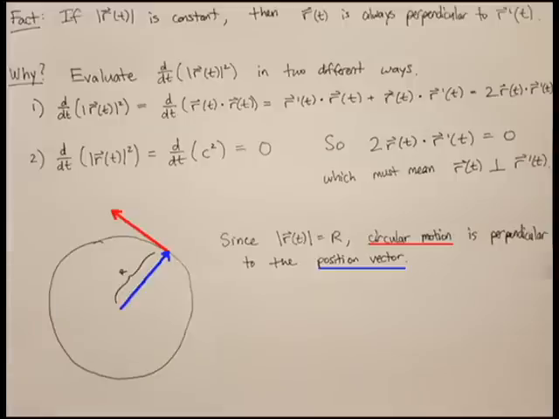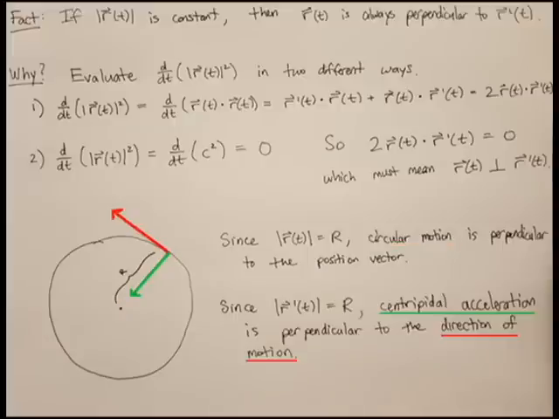This fact alone actually gives us some mathematical insight into circular motion. Since the position vector from the origin to the particle always has length r, we know that the velocity will always be perpendicular. And the fact that the speed of this particle is also a constant is why centripetal acceleration is perpendicular to the direction of motion.